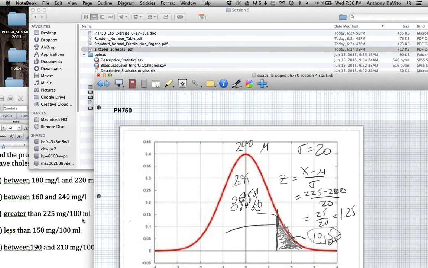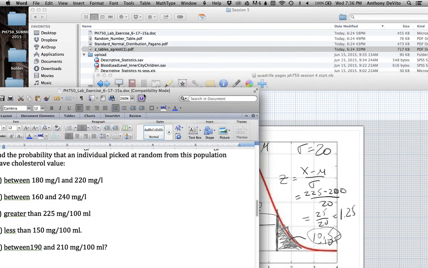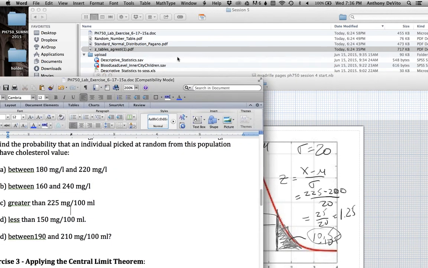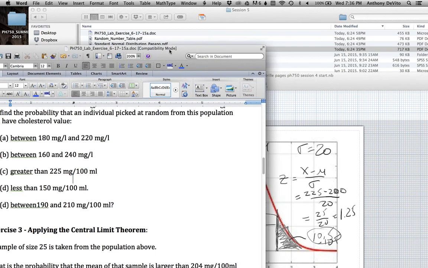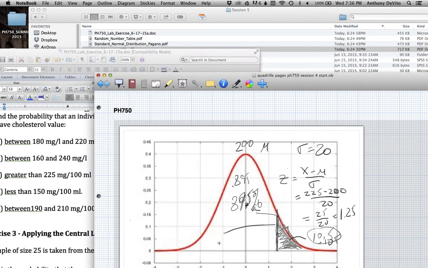So now let's look at the next one. What's the probability that a randomly selected individual is going to be less than 150? Let's see, less than 150. So our z-score is going to be equal to 150 minus 200 over 20. How many standard deviations below is that?